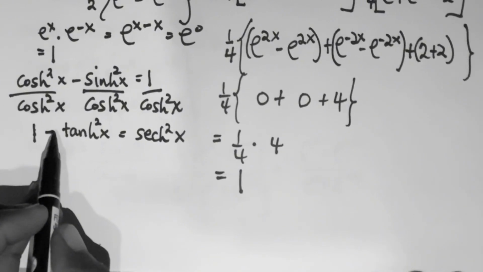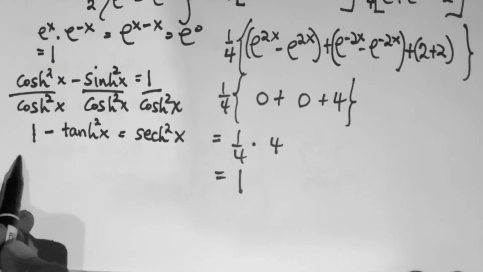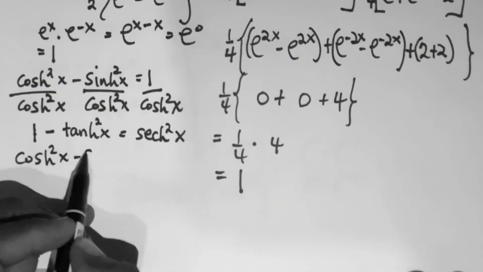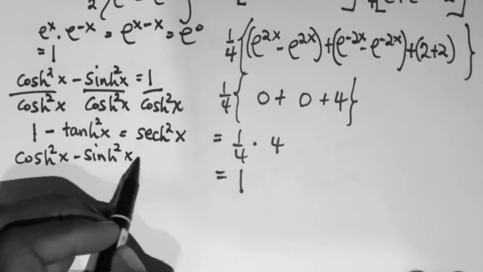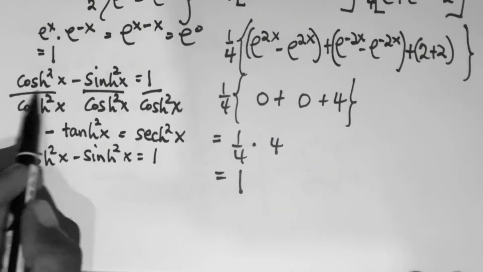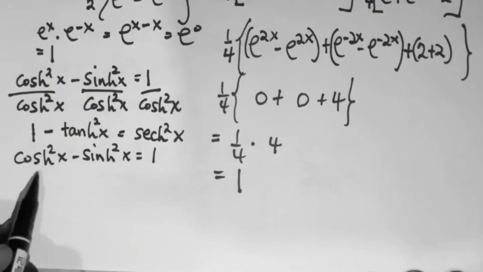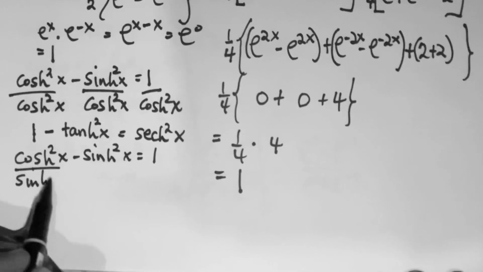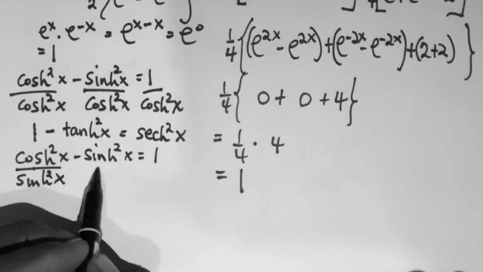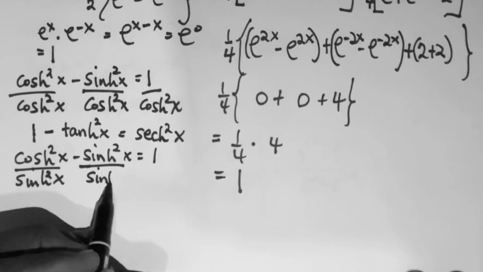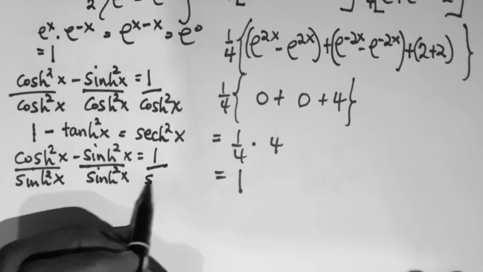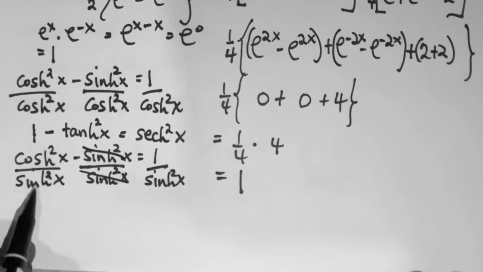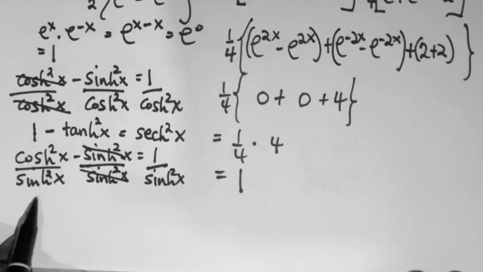Now let's prove the last one. Let me repeat this identity: cosh squared x minus sinh squared x is equal to 1. Instead of dividing through by cosh squared x, we are going to divide through by sinh squared x. So this becomes divided by sinh squared x, here too, and here too. So at the end of the day, this and this will cancel out, just as this one and this one cancelled out.